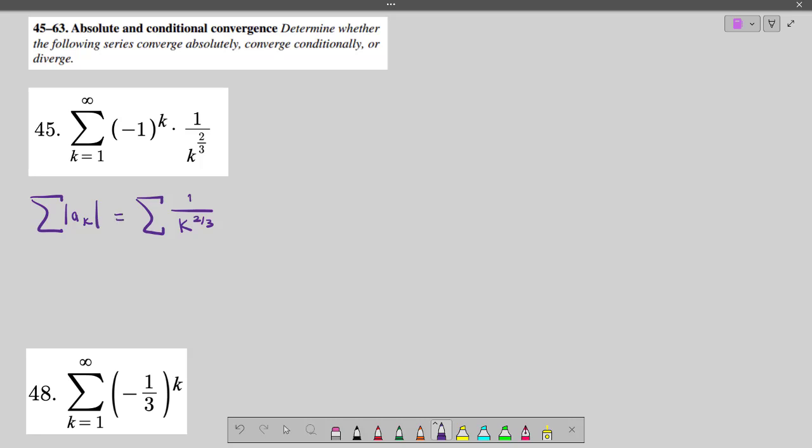And it doesn't matter that it starts at 1 or 0. It does not matter here, so we don't even need to put the index. Now, like Caleb said, this is the P-series. How do we indicate that we know it's a P-series? We write P equals 2/3.